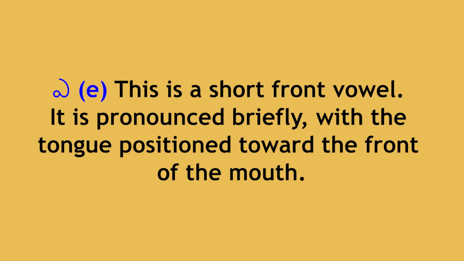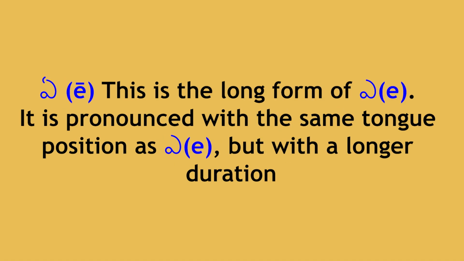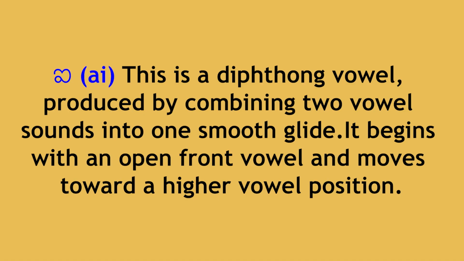A, this is a short front vowel. It is pronounced briefly with the tongue positioned towards the front of the mouth. A, this is a long form of A. It is pronounced with the same tongue position as A, but with a longer duration. I, this is a diphthong vowel produced by combining two vowel sounds into one smooth glide. It begins with an open front vowel and moves towards a higher vowel position.